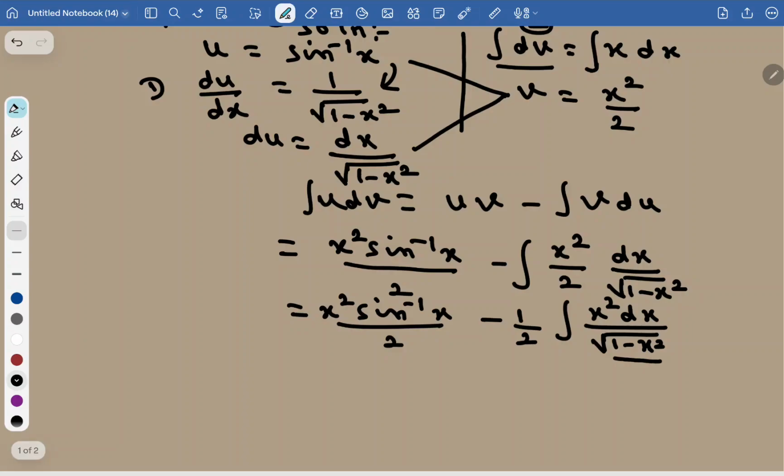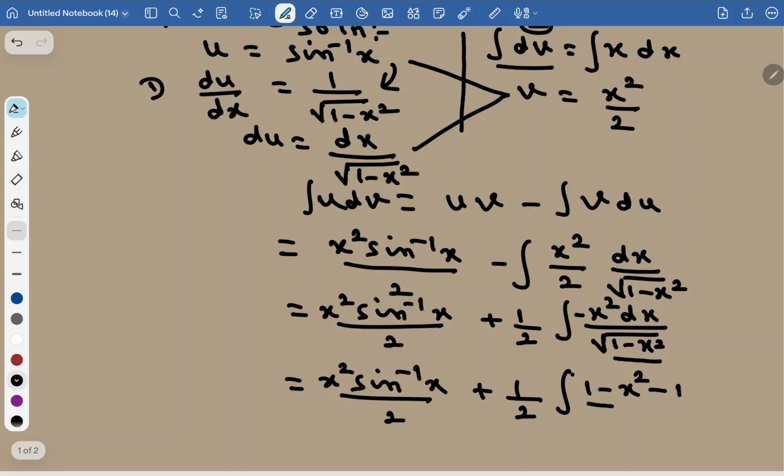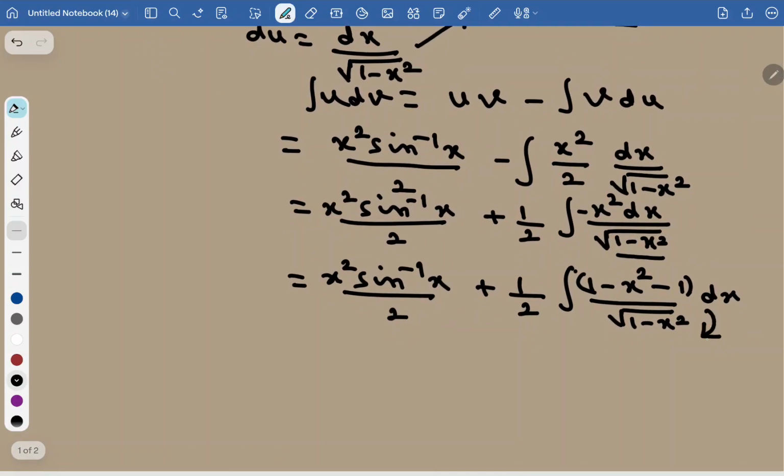I am going to rewrite the x square. It is x square sine inverse of x by 2 plus 1 by 2, and I am going to add 1 and subtract 1 in the numerator, divided by root of 1 minus x square dx. For this part I am taking it as equation 1.